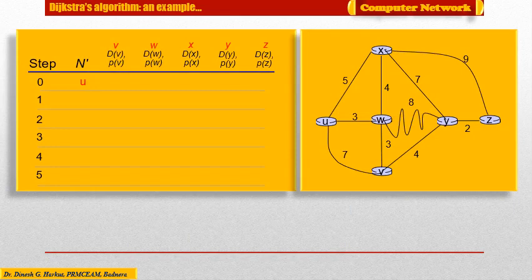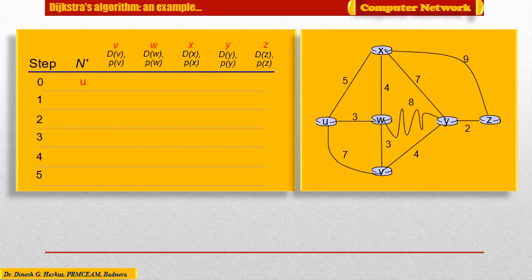For better understanding, we will consider yet another example of Dijkstra's link state algorithm. Here the given graph consists of 6 nodes U, V, W, X, Y, Z, along with the initial cost associated with each link mentioned beside the links. We will see how in each iteration the least cost path is computed.